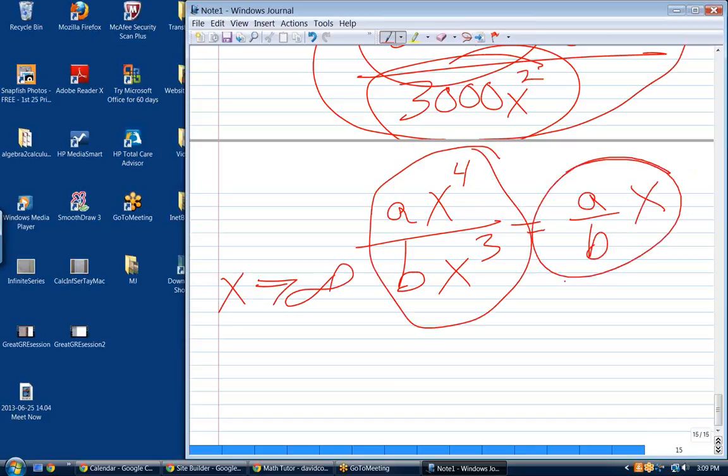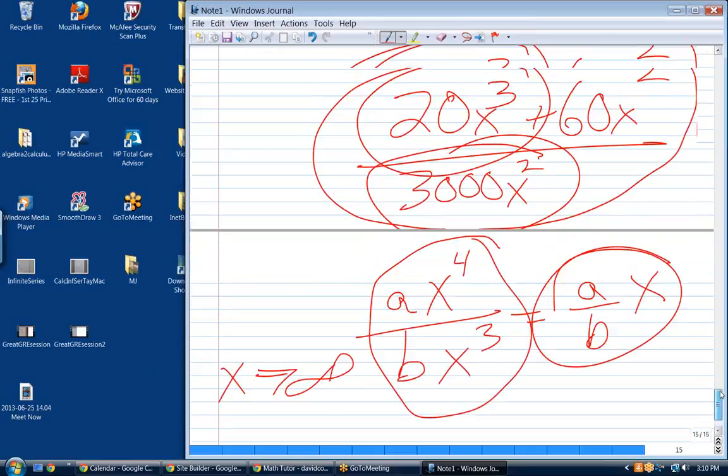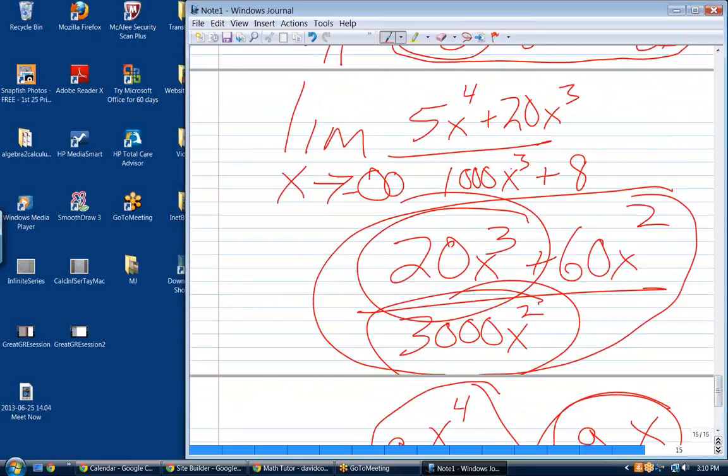As x goes to infinity, this whole thing blows up. So as long as the numerator is bigger, and by bigger I mean only the first term, it didn't matter that I had 1,000x cubed down here and only 20x cubed up there. The x to the fourth rules when you're going to infinity. Right.